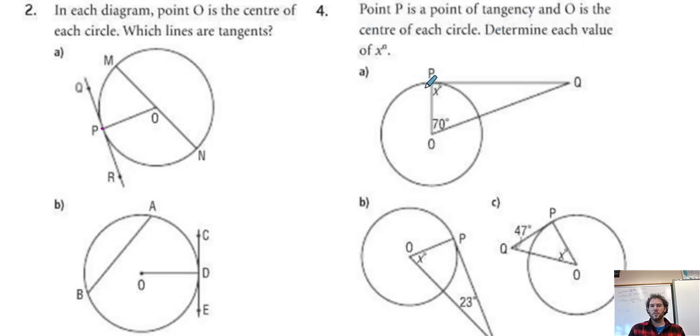Point P is a point of tangency, and O is the center of each circle. Determine the value of angle X. So this angle right here at point P, what is the value of that angle? Well, if PQ is a tangent line, and P is my point of tangency, and OP is my radius, then what ends up happening is when you draw a radius to a point of tangency, it will always measure 90 degrees. So that X here is 90 degrees.